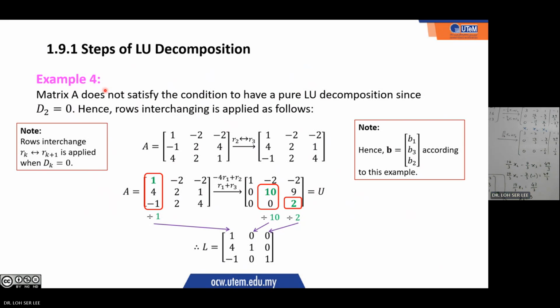How? If you go straight to row reduce this one, you will find that the second pivot position has the value 0, where you need to swap a non-zero into the pivot position to be the second pivot. You will find that condition. So even though you didn't check whether the matrix A satisfies the condition or not, if you go straight to row reduce, you will still know that we need to swap.